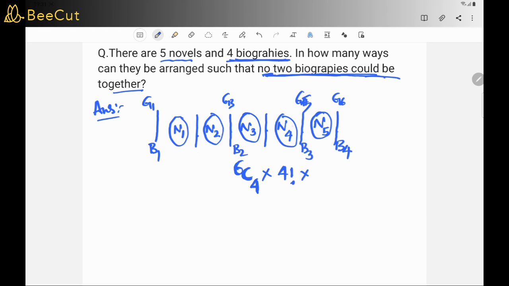So these novels can also arrange among themselves in 5 factorial ways. So this is the final answer. This is a combination. All the questions which you are going to watch in this video are combinations of selection and arrangement. We have to do both of them. If we miss one of them, we end up getting the wrong answer.